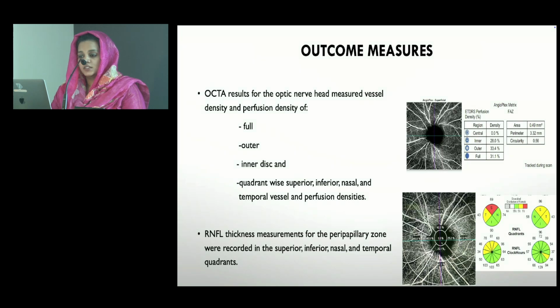Outcome measures. OCTA results for the optic nerve head measured vessel density and perfusion density of the full, outer, and inner disc, and by quadrant, superior, inferior, nasal and temporal vessel and perfusion density. RNFL thickness measurements for the peripapillary zone were recorded in superior, inferior, nasal and temporal quadrants.